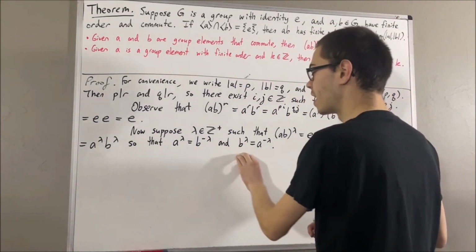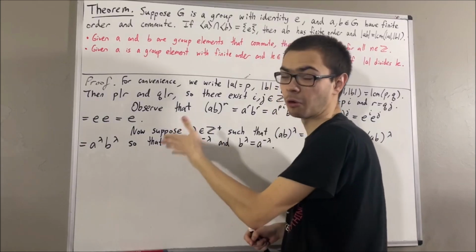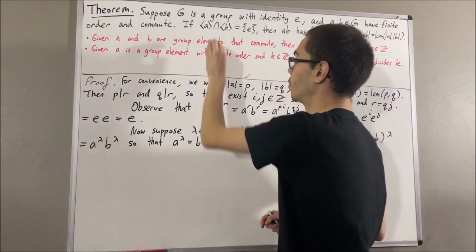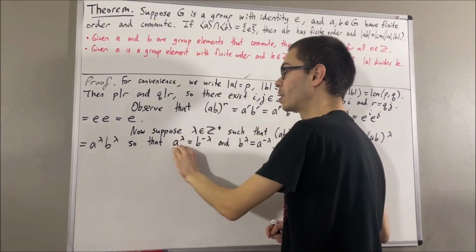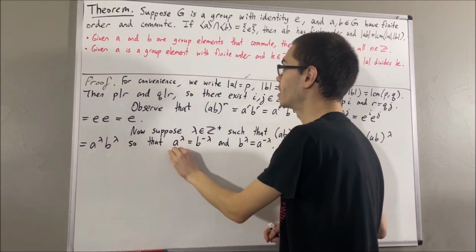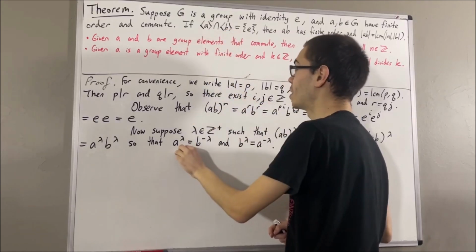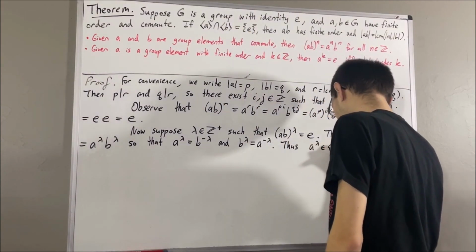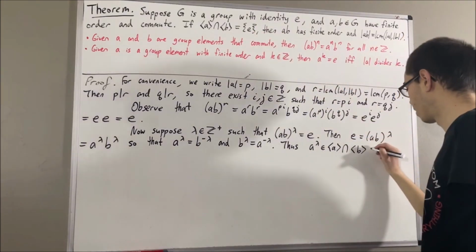So then what does this tell us? Well, we know that A to the power of lambda is A to the power of some integer. So A to the power of lambda is an element of the group generated by A. But this tells us that A to the power of lambda is also equal to B to the power of some integer. So that tells us A to the power of lambda is an element of the group generated by B as well. So A to the power of lambda must belong to their intersection. And we know that the intersection consists only of the identity element.